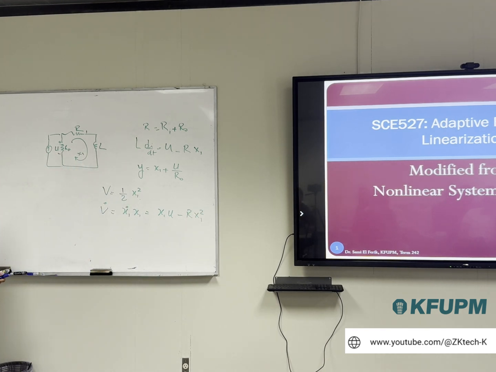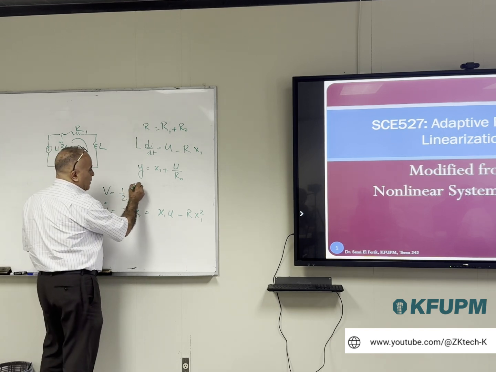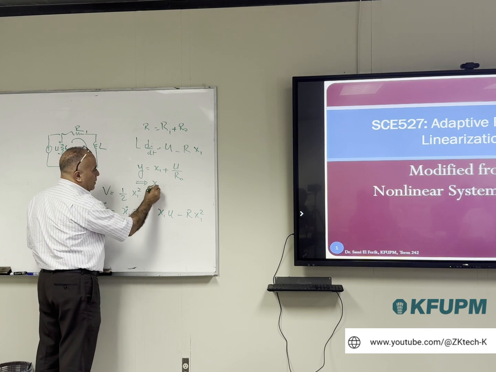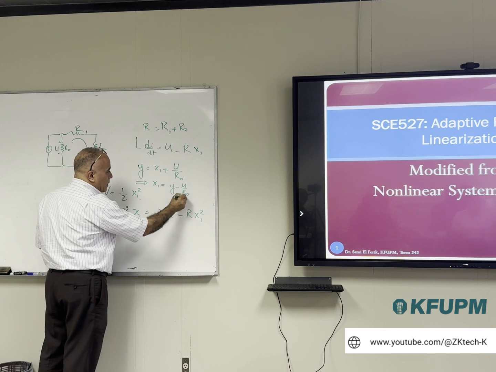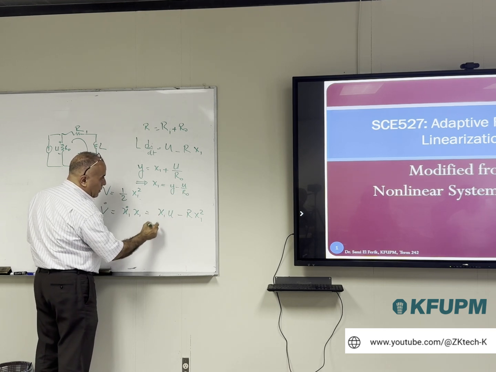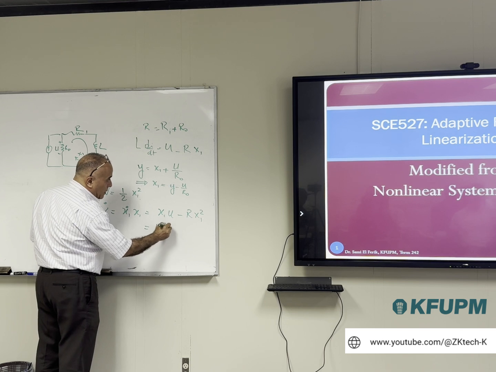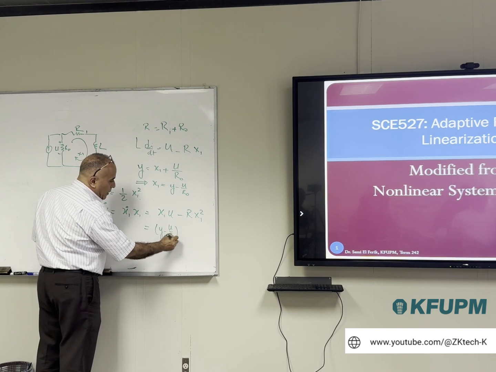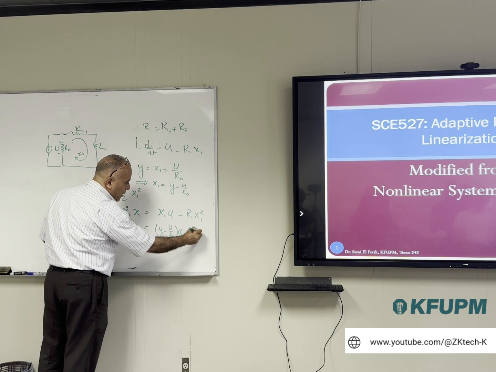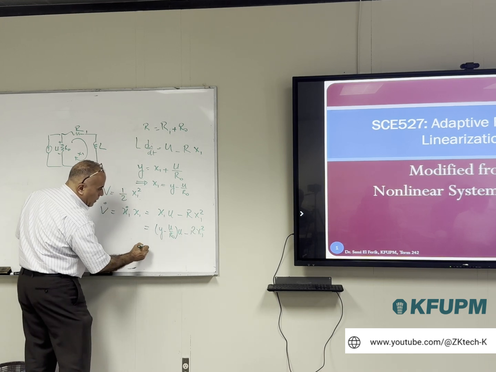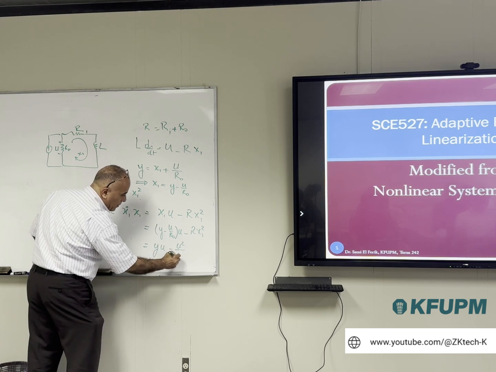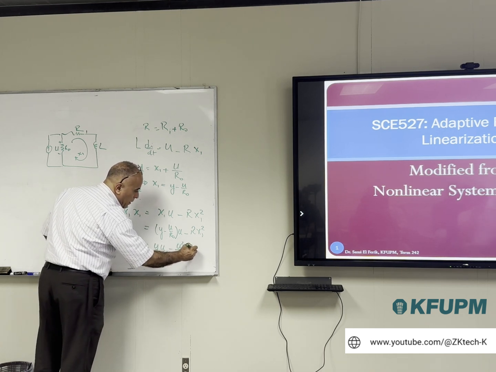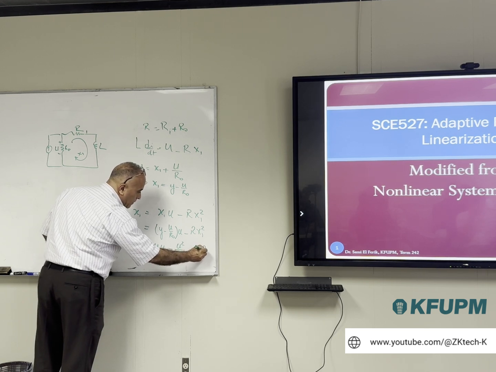You agree with this? Yes. Now from this equation, we can deduce the value of x1. So x1 will be equal to y minus u over R0. And then we plug it here again, so this will be y minus u over R0 multiplied by u minus R multiplied by x1 squared. And this will be equal to uy minus u squared over R0 minus R x1 squared.